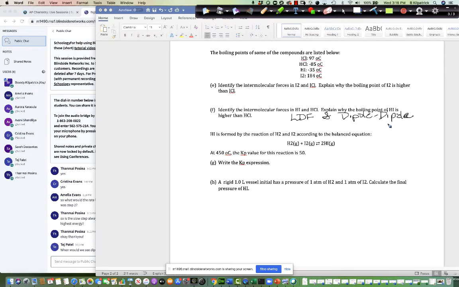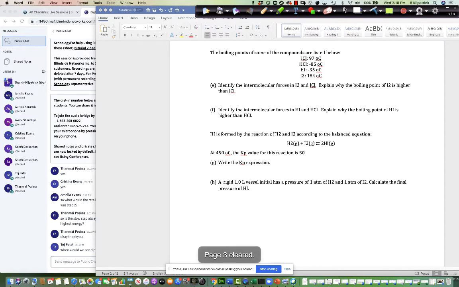And then let me just finish this one question. Why is HI higher than HCl? The reason it's going to be higher is the same reason: HI has stronger intermolecular forces because it has more polarizable electrons. If you look at the mass, I is much, much higher than Cl, so it means it has more electrons.